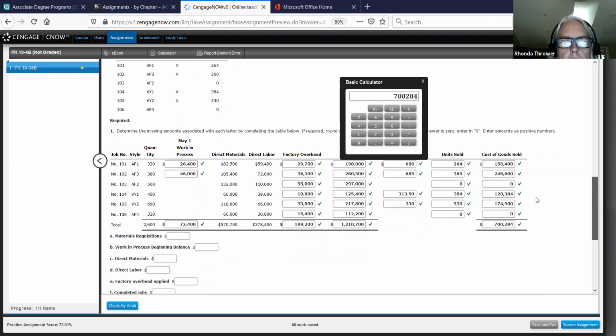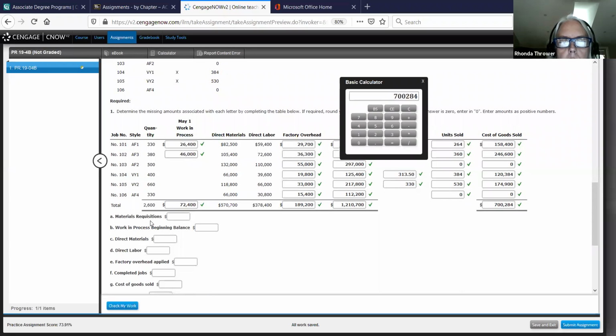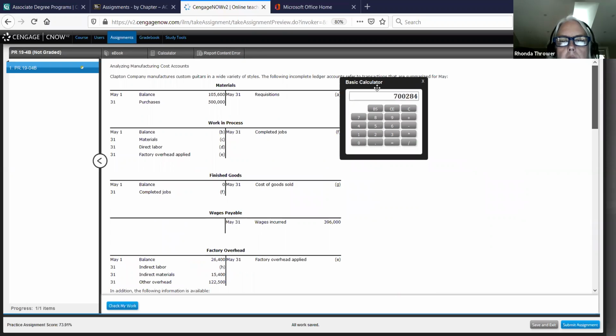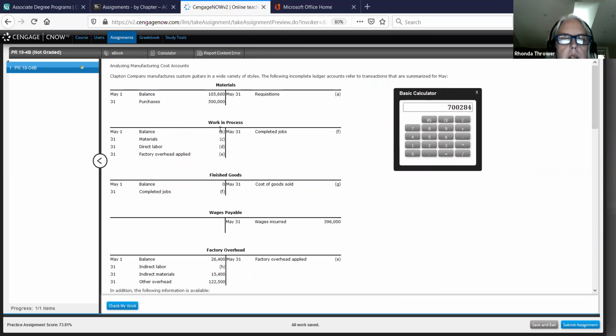In the next portion of this, they want you to determine the materials that were requisitioned. So we're going to have to go back for just a minute and look at our T accounts because they've got some important information in there for us. Number one, when we're looking at materials, our requisitions are always going to be credited to materials because materials is an asset account.